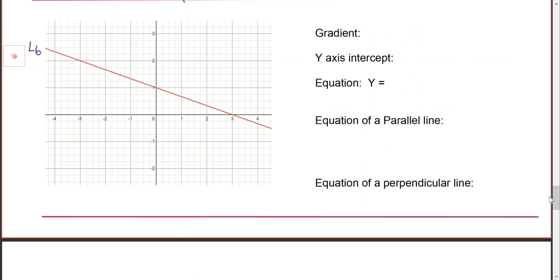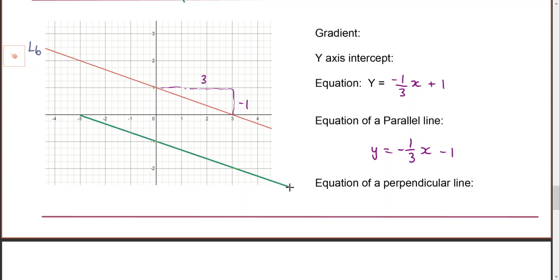What about this one? So yeah, the run is 3, this is -1, so it'd be -1 over 3x plus 1. A parallel line would be y equals -1 over 3x minus 1, should we say? Yeah, that'd be alright, wouldn't it? So it goes to -1 and it has to do kind of that thing, doesn't it?